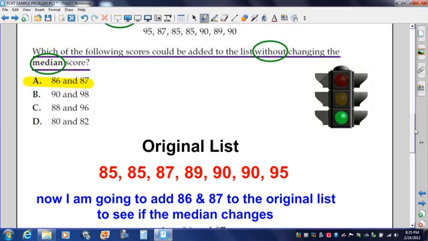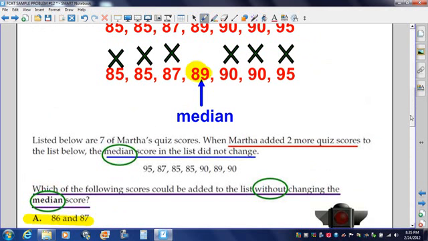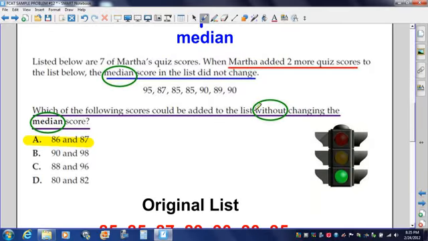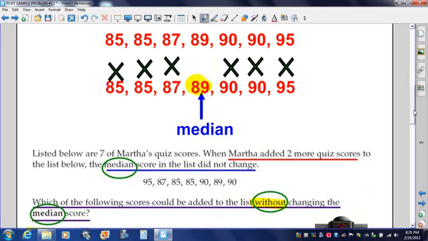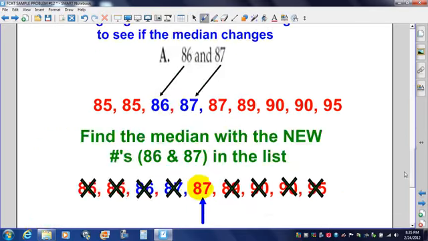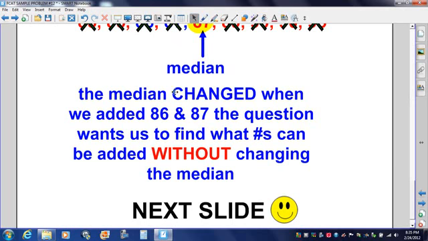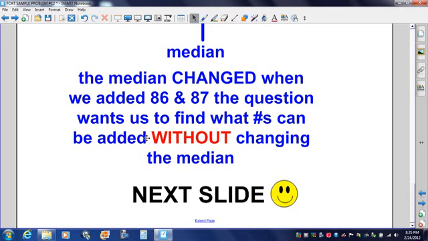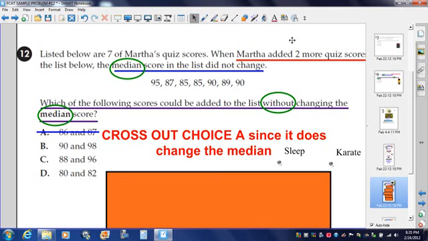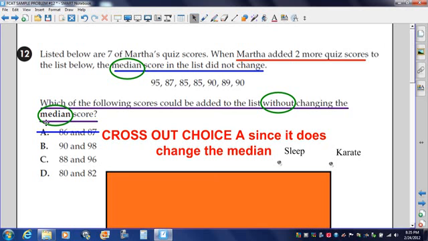Originally, my median was 89. We want to find what can be added to the list without changing the median score. So we went from 89 to 87. Obviously, the median changed when we added 86 and 87. The question wants us to find what numbers can be added without changing the median. So let's take a look at the next slide. If you would, cross out choice A on your paper since it does change the median.